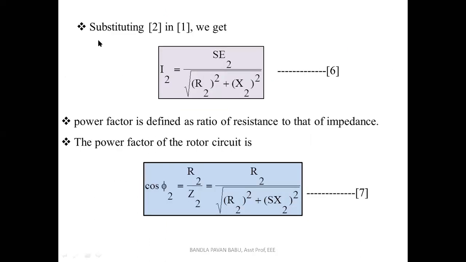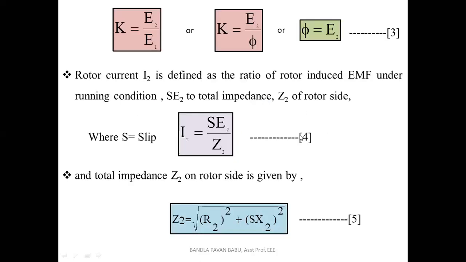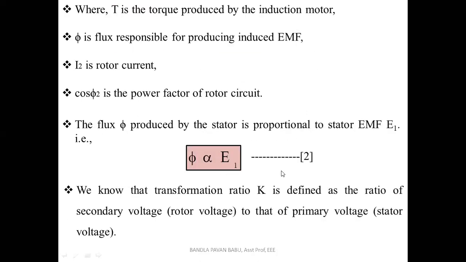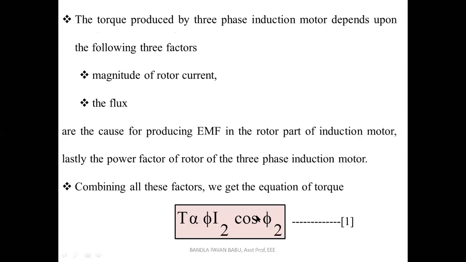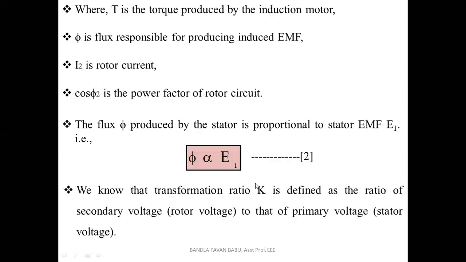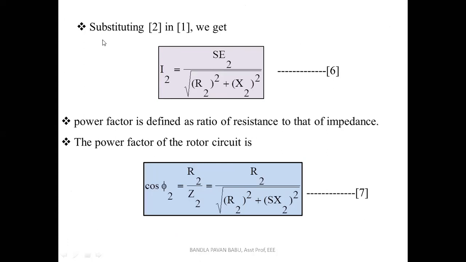Next, substituting 2 in 1, where phi is proportional to E1, we substitute that value in equation 1. We get I2 equal to S into E2 by root of R2 square plus S into X2 whole square. Sorry, here actually it should be S into X2 square.